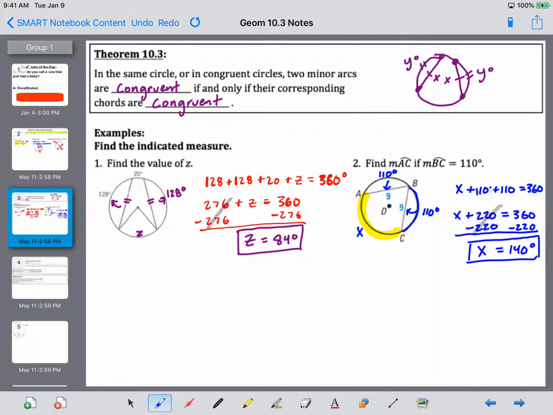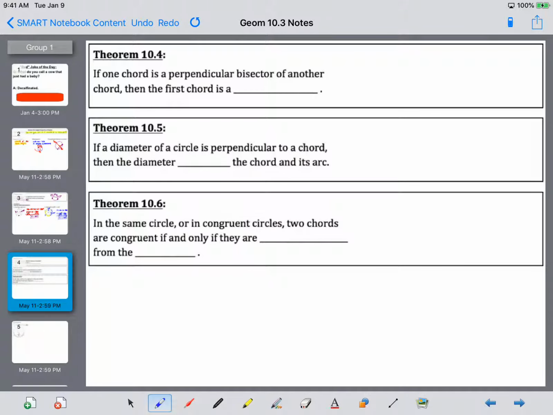If you know that two chords are the same, they have the same number of degrees on their arc that they create. All right, we're going to look at 3 more theorems, and some of these are a little tricky, so just hang in there. The first one says if one chord is a perpendicular bisector of another chord, then that first chord is a diameter. So let's draw a picture of what that looks like.